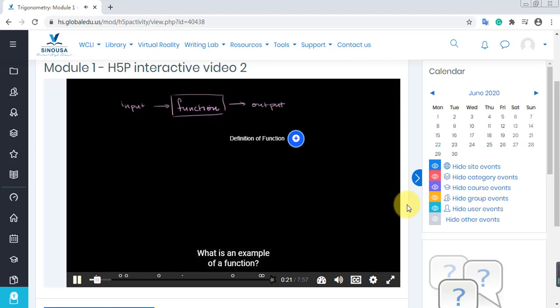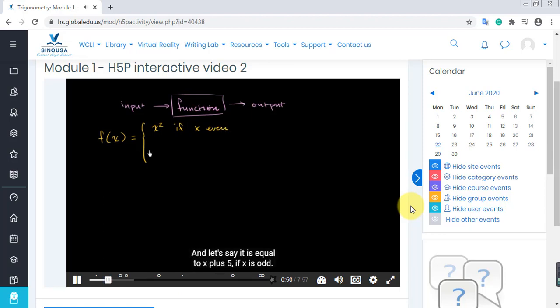So what is an example of a function? I could have something like f of x, and x tends to be the variable most used for an input into the function, and the name of a function tends to be f, but we'll see that you can use others. But we could have f of x is equal to, let's say, x squared if x is even, and let's say it is equal to x plus 5 if x is odd.